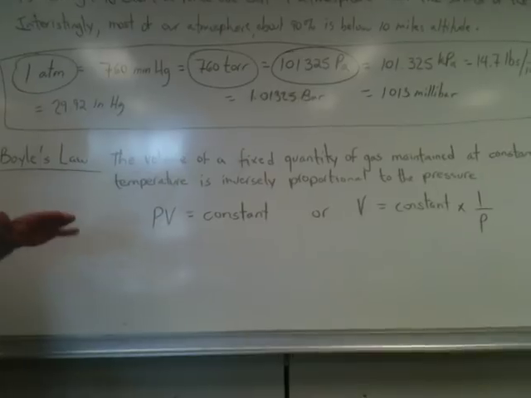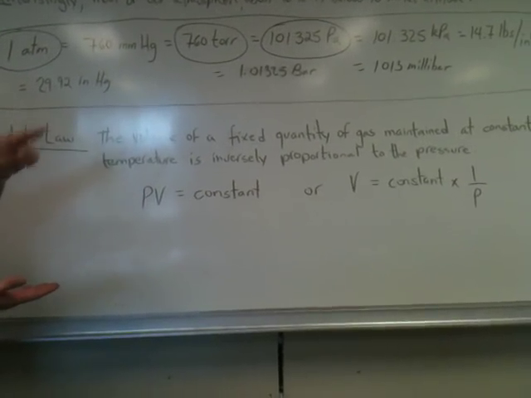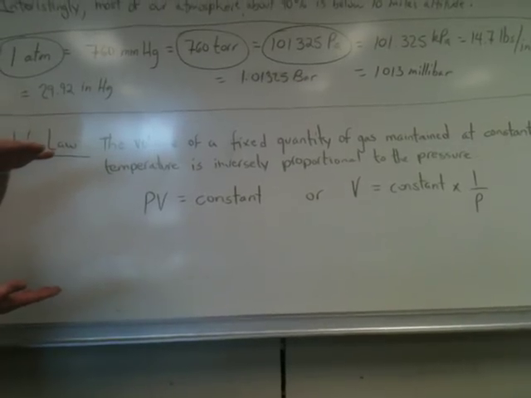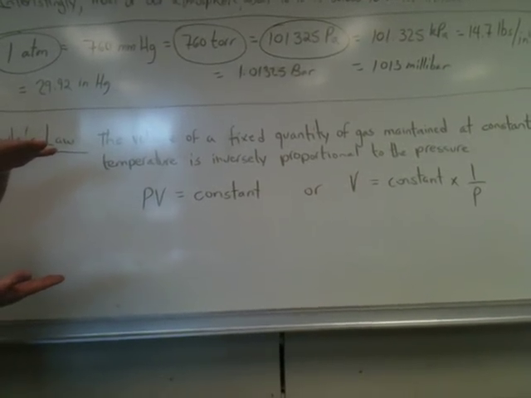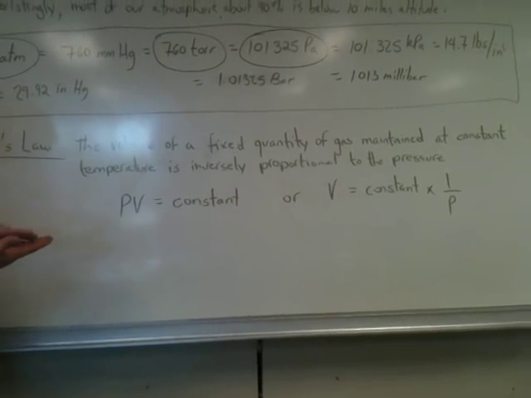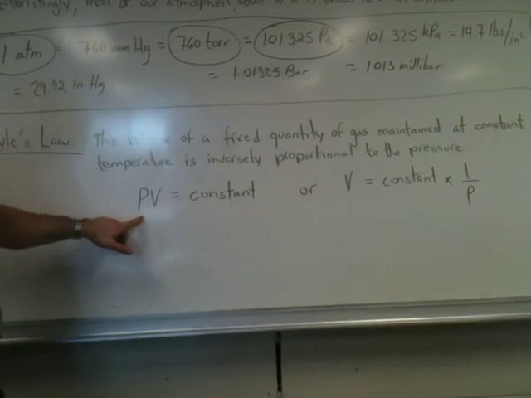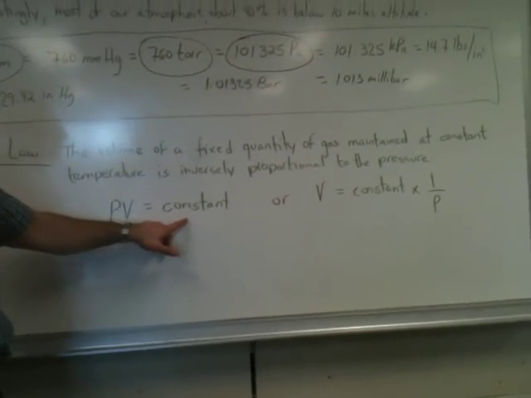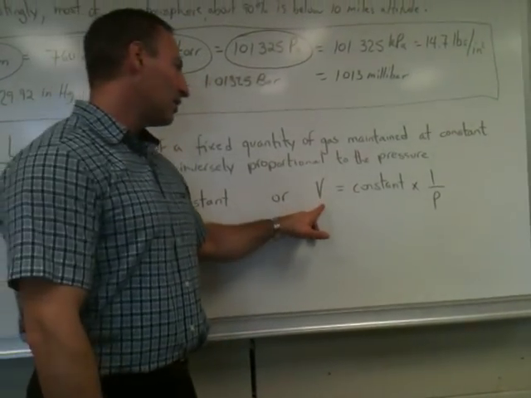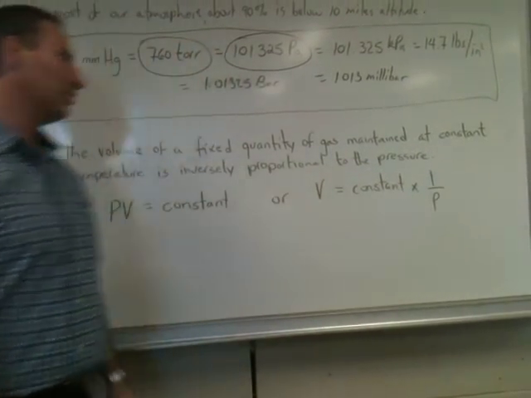He found that if you had a certain amount of gas trapped in a bubble of a U-shaped tube, if you put pressure on that gas, you double the pressure, you halve the volume. If you quadrupled the pressure, you quartered the volume, and so on. And the way he put that is pressure times volume of a gas is equal to a constant. Or if you like, the volume of a gas is equal to a constant number times 1 over the pressure.